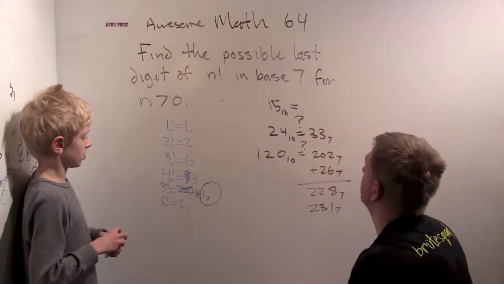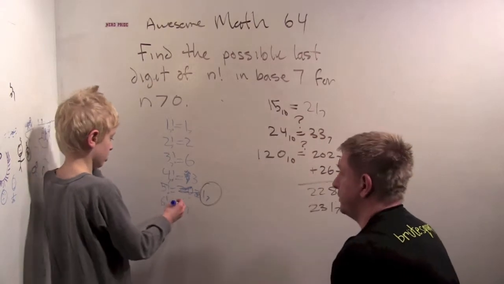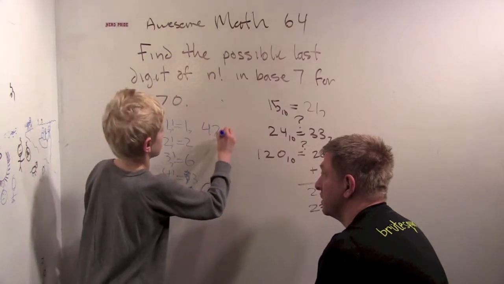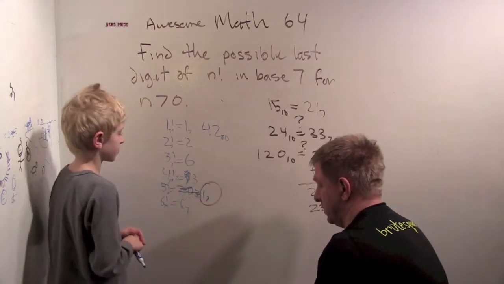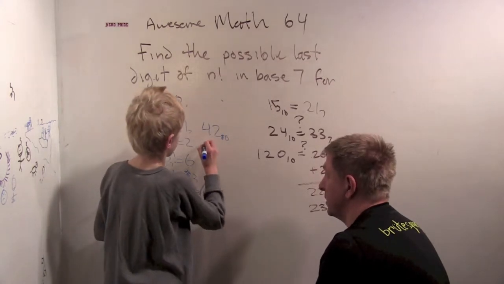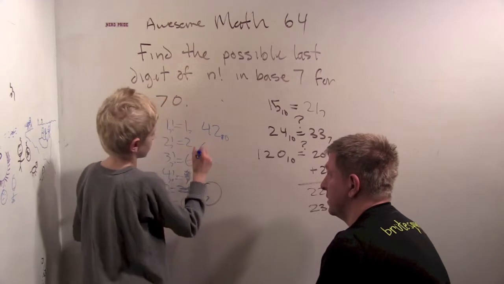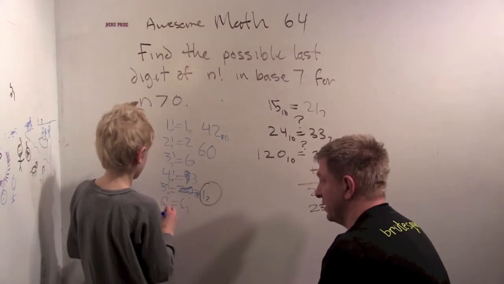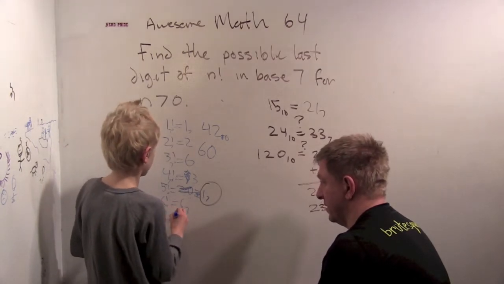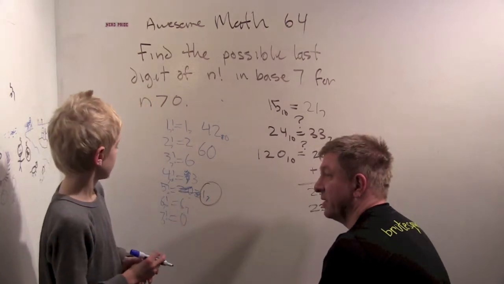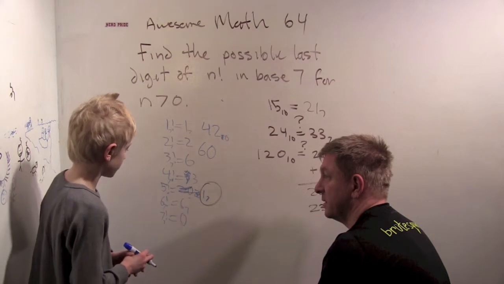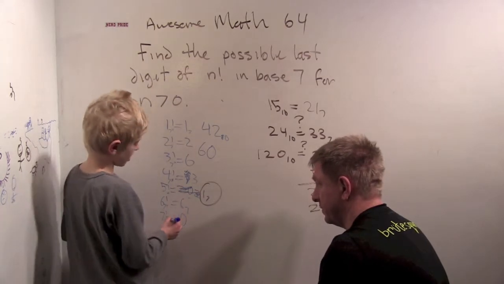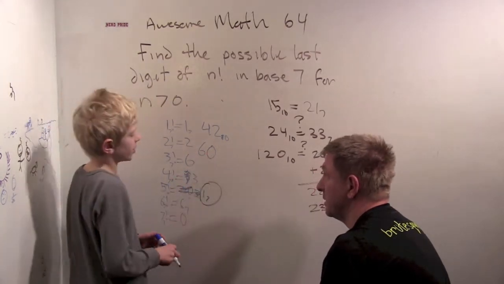What about 7 factorial? For 7 factorial, we have to multiply this 6 by 7 to get 42 base 10, and we have to convert it. It's 60. Aha. So what's the last digit of 7 factorial in base 7? 0. What about 8 factorial? 8 in base 7 is 1, 1.